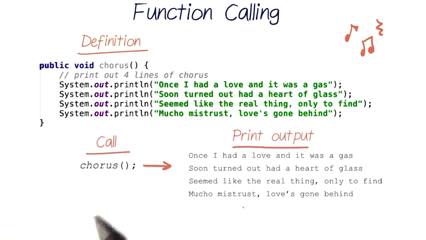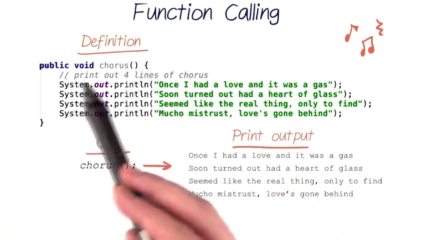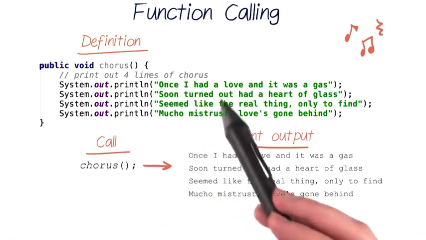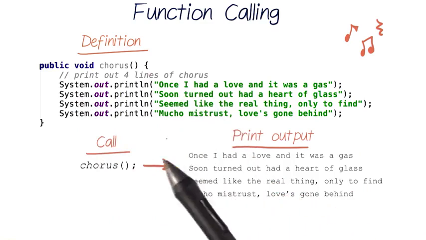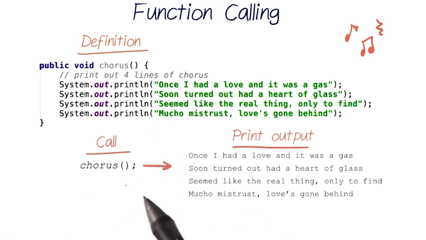It's important to note that calling and defining a function are done separately. Our function definition for chorus has all this information like the return type and name, and all the specific code that the function contains. But to actually run this code, we have to call the function, separate from this definition.